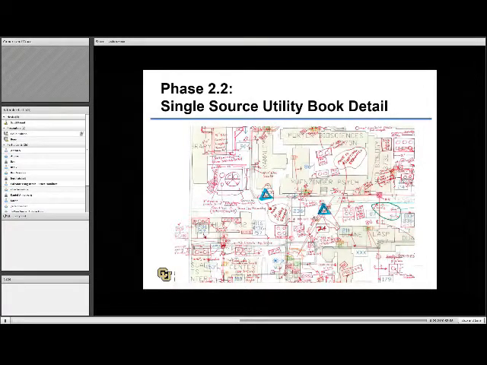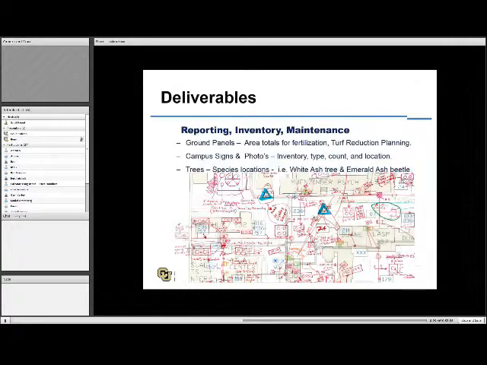What was really important here is that the state requires turf reduction planning for the campus, to do some more zero-scaping. By getting the area totals for the ground panels, such as how much turf, gravel, and such, we were able to turn around and give those totals to the grounds maintenance department, and then they could make their adjustments with purchasing.